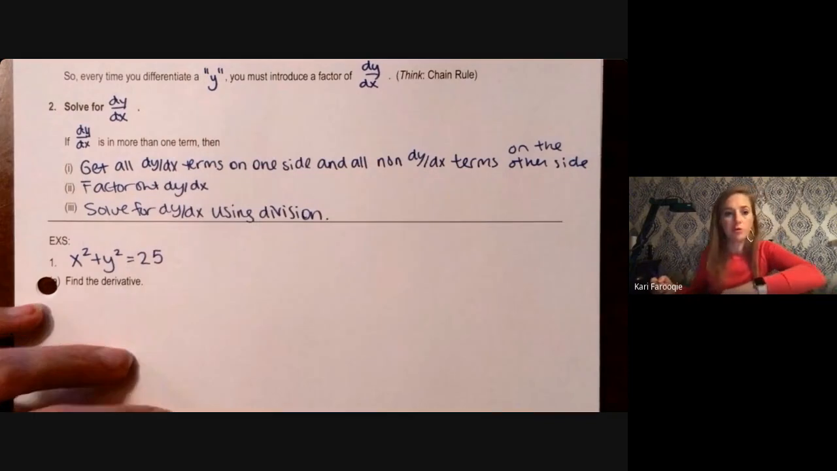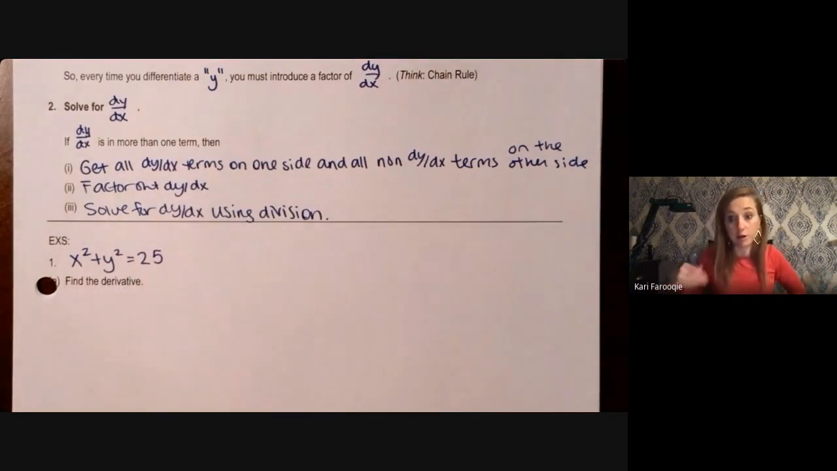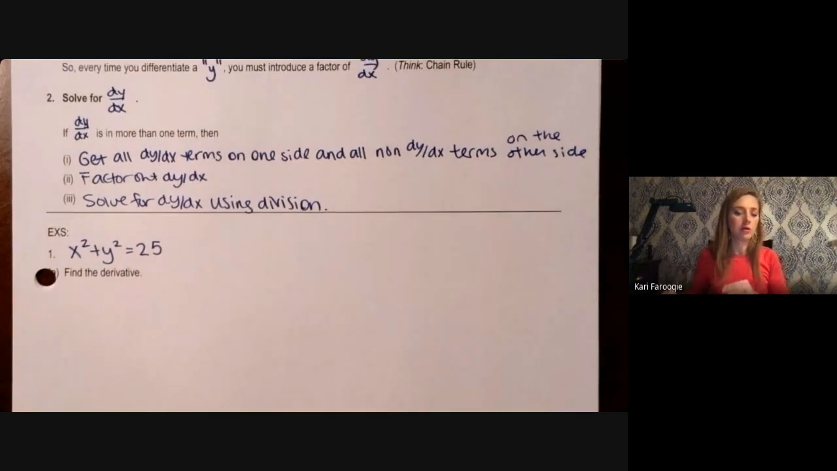We're going to do a couple different things with this. We have an A, a B, and then there's a C on the other side. So there's a lot going on here. First, we'll go ahead and find the derivative.